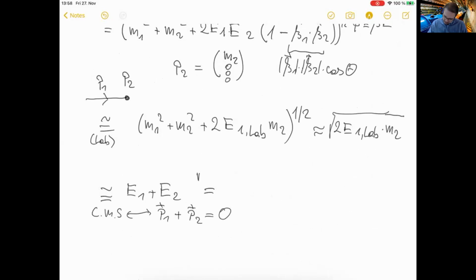So if we put M1 equal to M2, if the mass is equal, this is just 2 times the energy that each of these particles carries in the center of mass system. So in a fixed target experiment in the lab frame, we get square root of 2 times the energy of the moving particle times the mass of the particle at rest, and in the center of mass system, we get 2 times the energy of the particles that are moving.